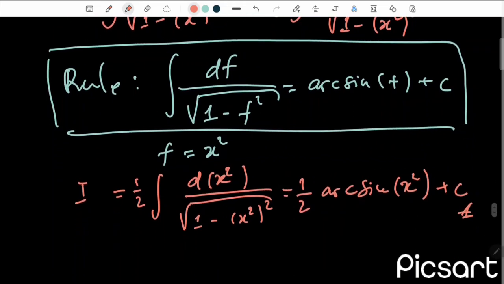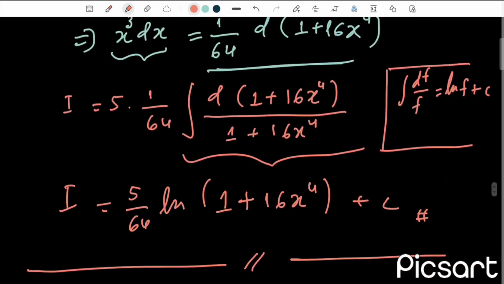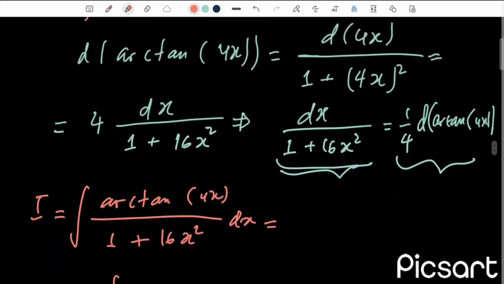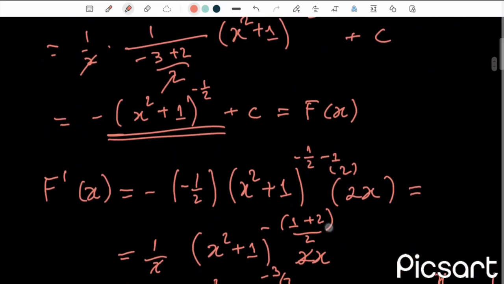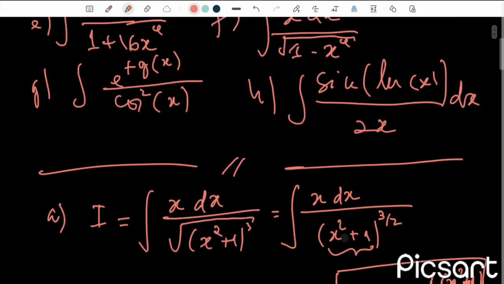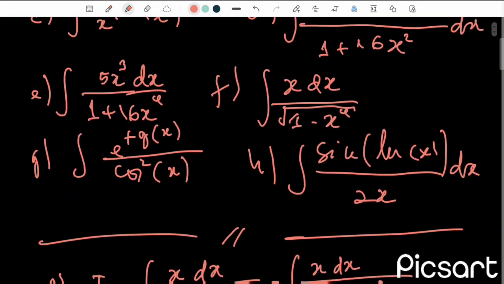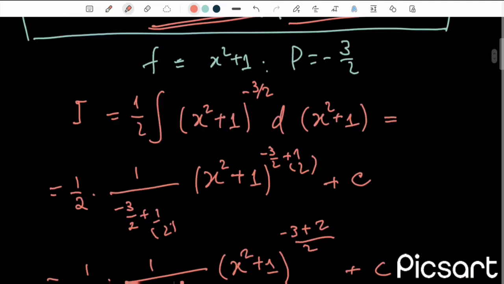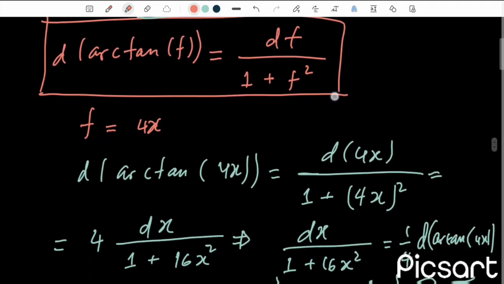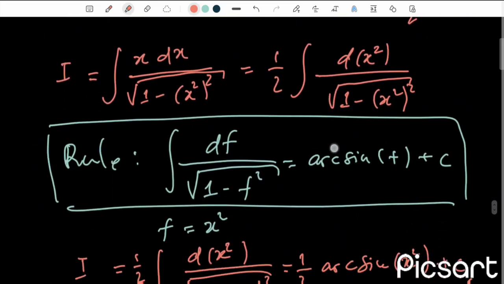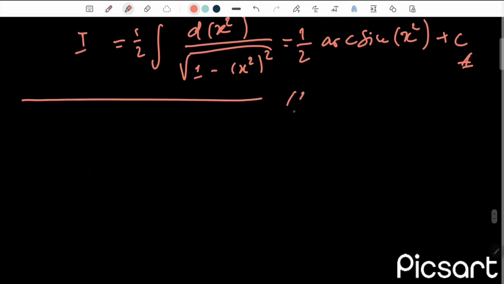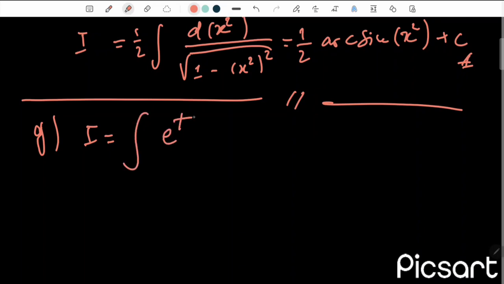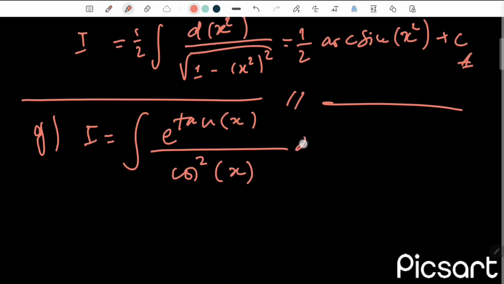Okay, we solved this exercise and we will solve the G exercise. Okay, G exercise is Euler power tan. Okay, the exercise G is I equal to the integral of e to the power tan of x over cos squared of x dx.